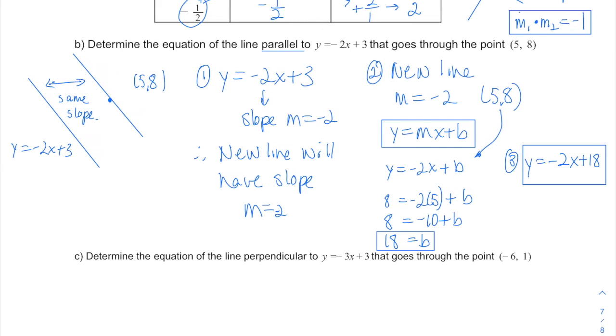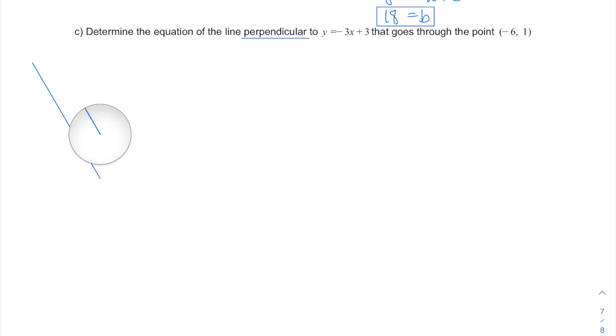All right, so let's look at the next one. Determine the equation of the line perpendicular to the given line. In this case, I have y equals -3x plus 3. And I have some point here, but instead of going through this point at a parallel slope, I want to go through it perpendicularly, so at a 90-degree angle to my original line.